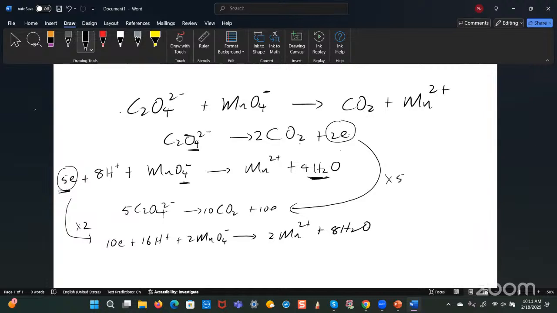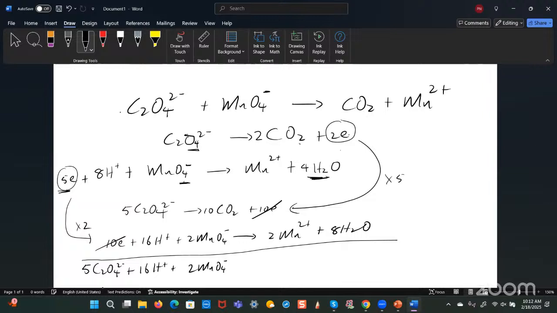So once we have achieved that, then we know that the electrons will cancel out here and here, right? And there's nothing else to cancel out, so we just add what is left. So what do we have left? 5 C2O4 2 minus, plus 16 H plus, plus 2 MnO4 minus. So that takes care of things on the left side. And then on the right side, we have 10 CO2 plus 2 Mn2 plus plus 8 H2O. And that should be the final answer, right?